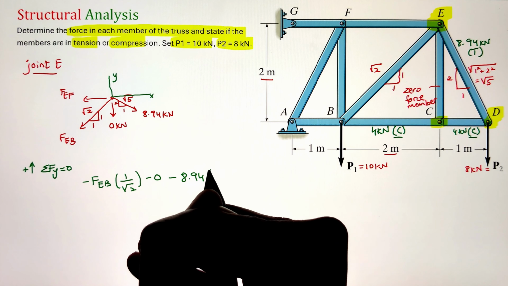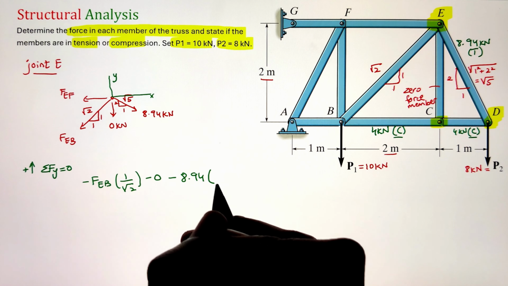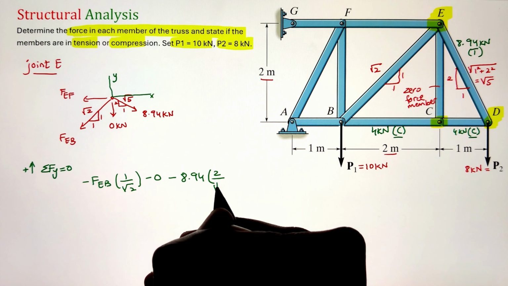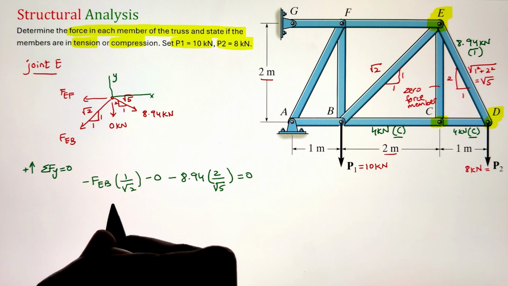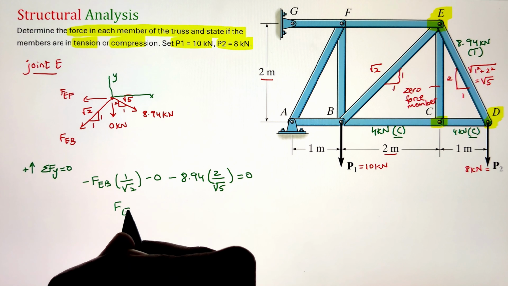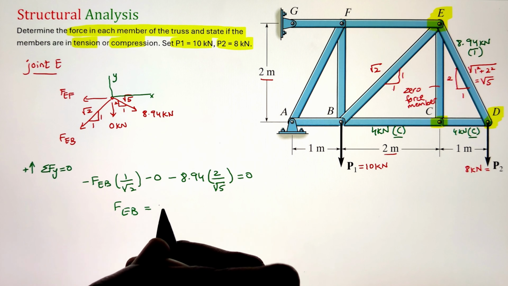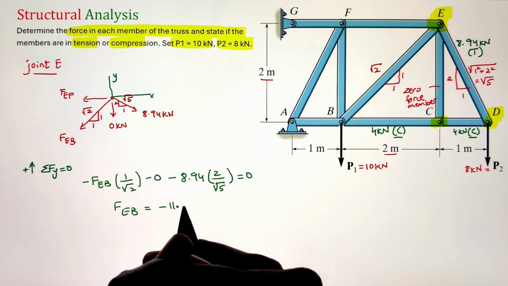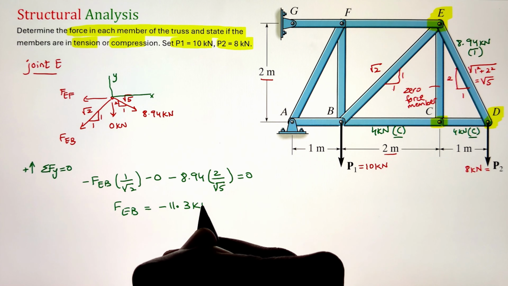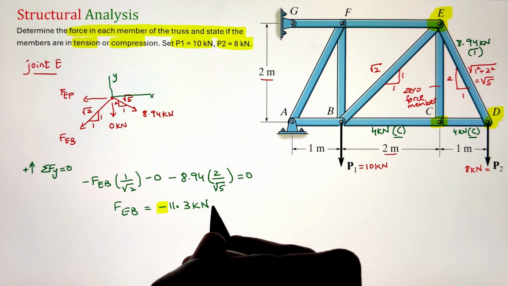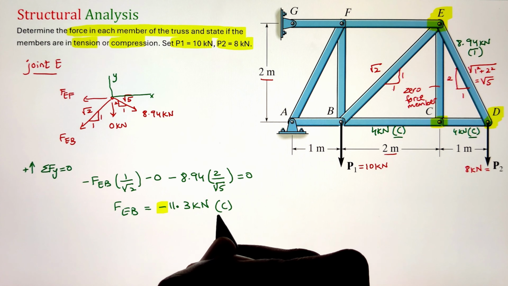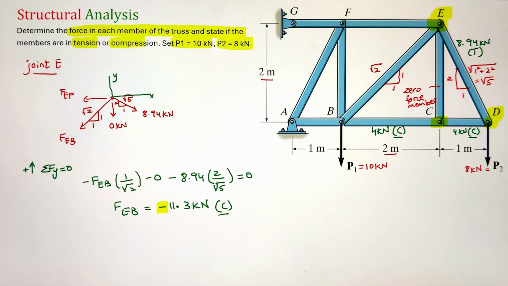That will give me the vertical component of force FEB. Then I have that zero force member, so there is no force there. Next, I have 8.94 kilonewton. Again, the component can be calculated by multiplying it with 2 over root 5 equals to 0. This gives us our value of FEB as negative 11.3 kilonewtons.